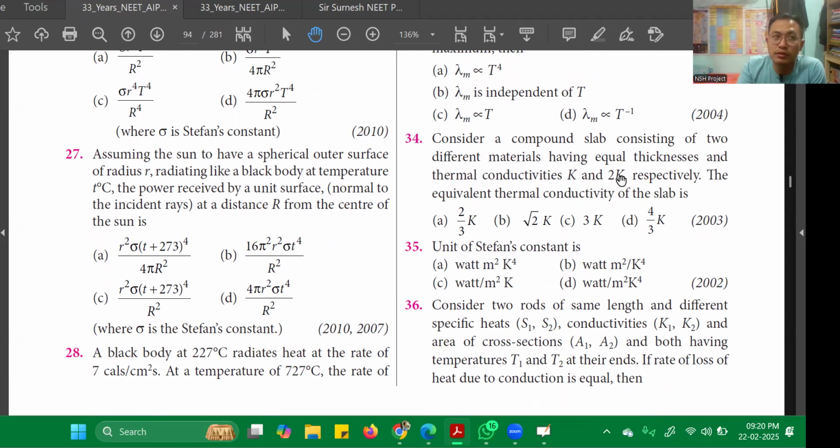That is for parallel. Not series. For series, it is 2 K1 K2 divided by K1 plus K2. Twice K1 K2 by K1 plus K2, twice 2 into 1 is 4, by 3. Yes, 4 by 3 K. Option number D.